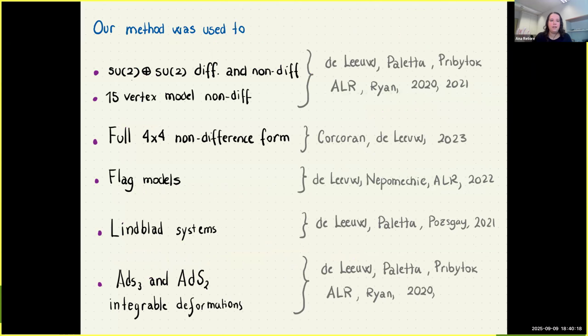I have been telling you about this method, and we and other people have already applied it to a bunch of setups. For example, we fully classified SU2 plus SU2 models, 15 more vertex models of non-difference form. So now a full 4x4 non-difference form classification is done. We also found some flag models, models that have some kind of flag manifold structure. It was used to find the first systematic classification of integrable Lindbladians and to find the AdS3 and AdS2 integrable deformations. So it has been working very well for all these cases.